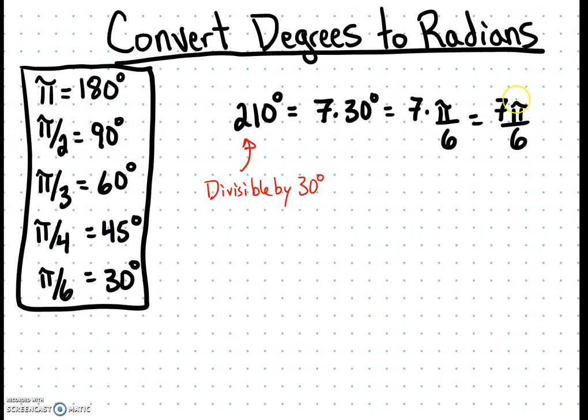Thinking about this backwards, that pi, remember, is 180 degrees. Dividing that by 6 gives me 30. And the 30 times 7 gives me 210.